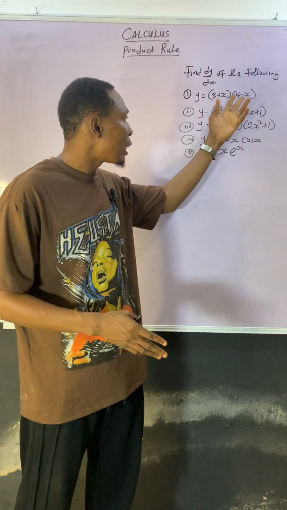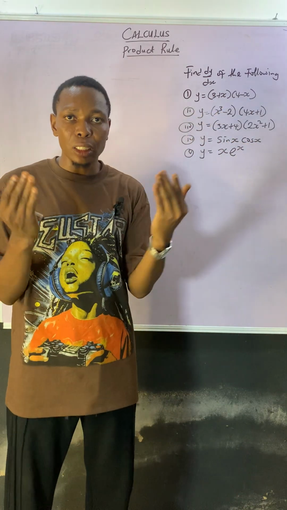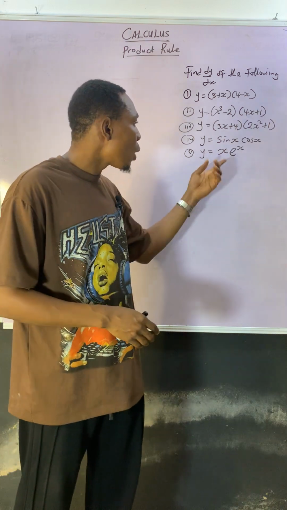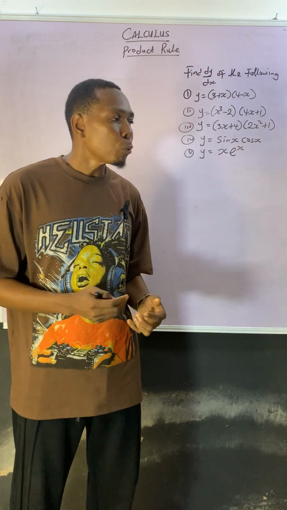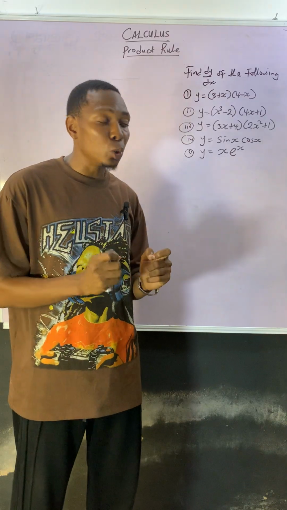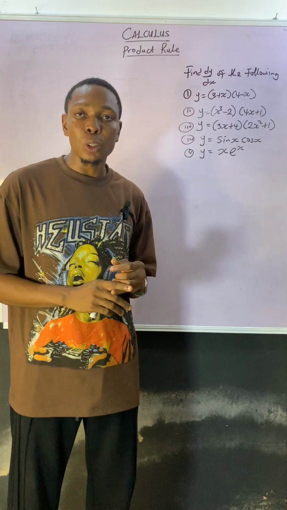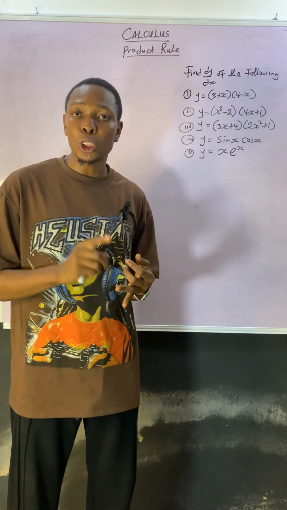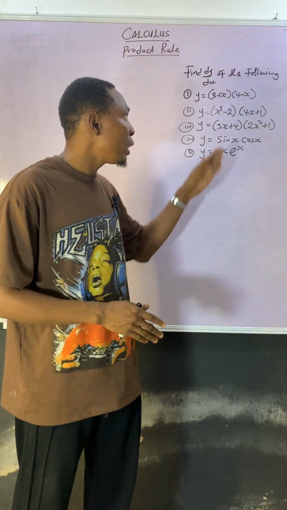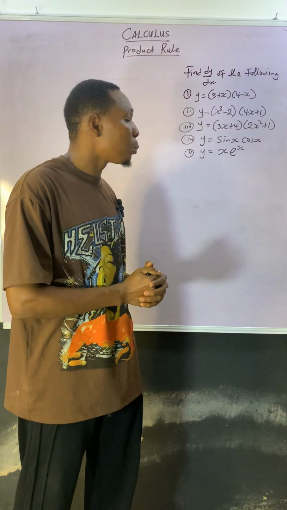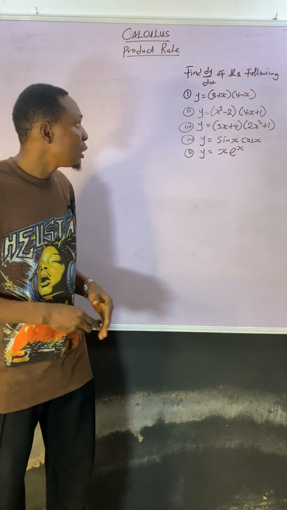You can see these two brackets, they are multiplying each other. We have sine x times cos x, they are multiplying each other. You have x and exponential x, they are also multiplying each other. So the type of rule you have to use is called product rule. We have different rules in calculus, like product rule, quotient rule, and composite rule, which is also known as chain rule. So today we are going to be treating product rule. We are going to be taking each question one after the other.